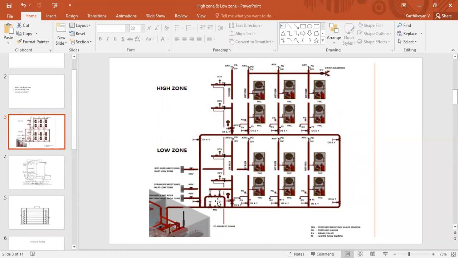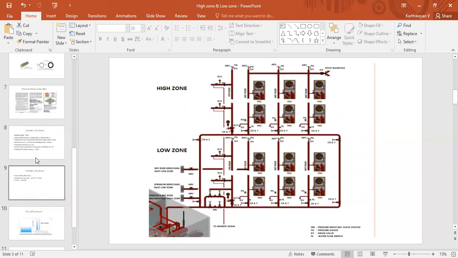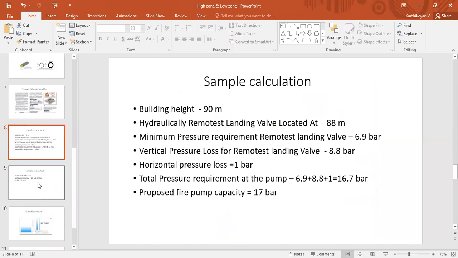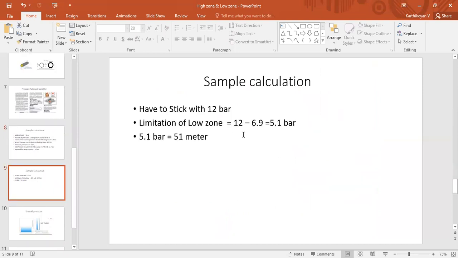After this pressure station, if only 12 bar is allowed, we can use all the equipment with a 12 bar rating. So the low zone is over. Let's continue with the extent of calculation. As I said earlier, we have to stick with the 12 bar rating.